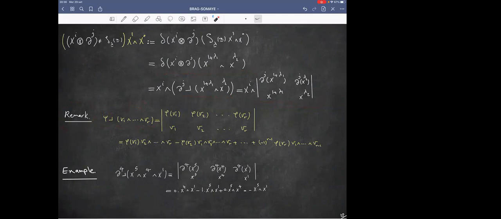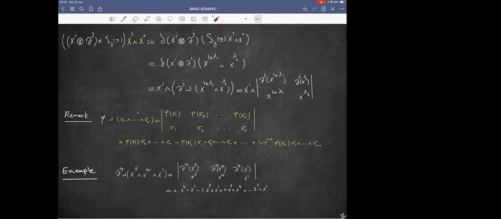First, sorry, I should put here phi, not psi. In the first row, you just evaluate phi against v1 up to vr, and in the second row, you just put the vector components v1, v2 up to vr, and then you use the determinant rule. You consider phi of v1, and then eliminate this row and this column, and you have the wedge product of this, and you do this up to the end.